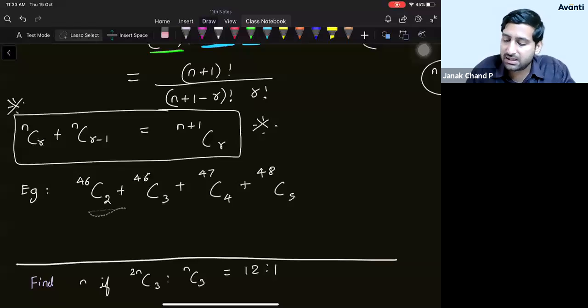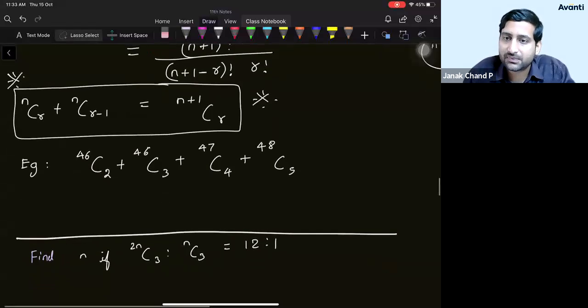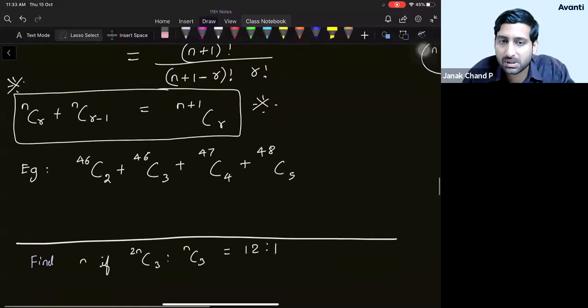Just tell me what is the addition of this coefficient. So this is the application of this formula. You don't have to calculate this by using the formula of this. It will be a little bit time consuming. So you can just try to solve this question.